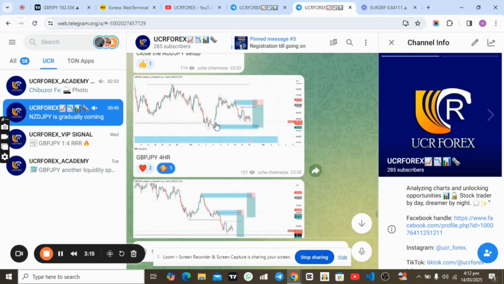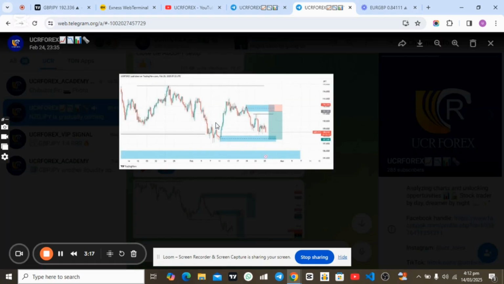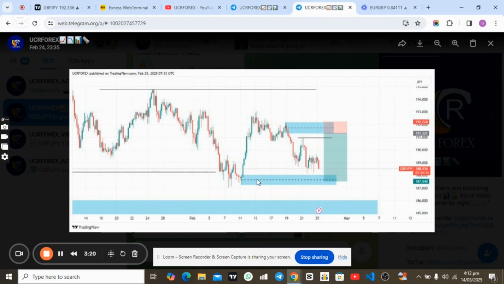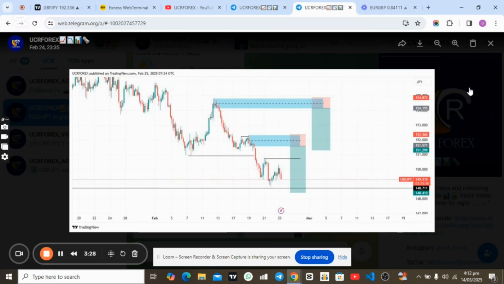Okay, look at this here. Look at every particular setup on Euro GBP. Look at it. GBP JPY, before the market activated the zone, I told them we're going to go in for a buy here. I'm going to sell when the market returns back here, and you can see how the market played out very well.